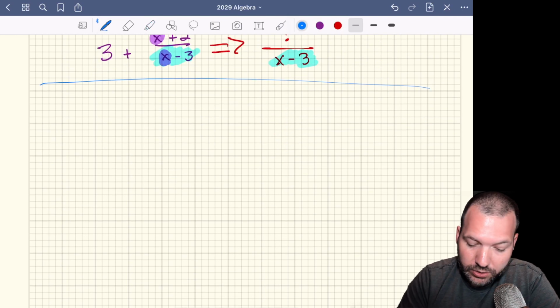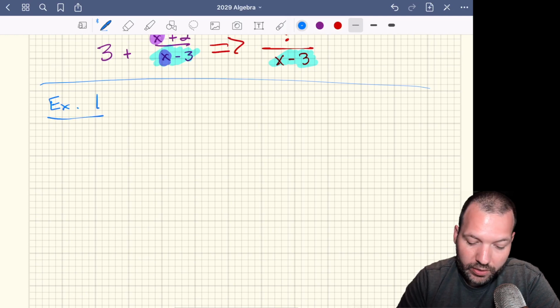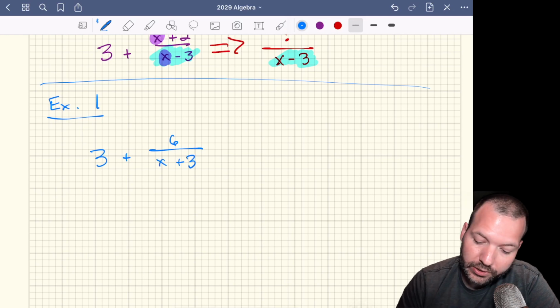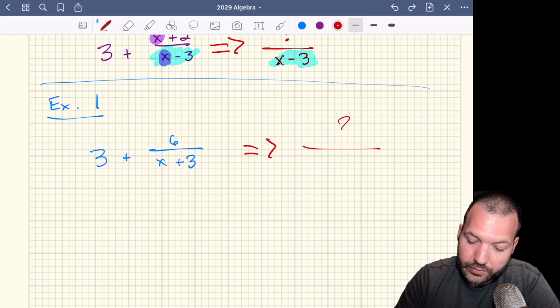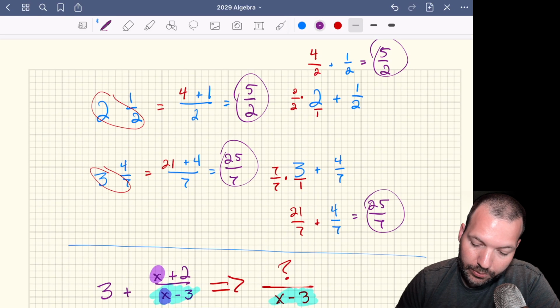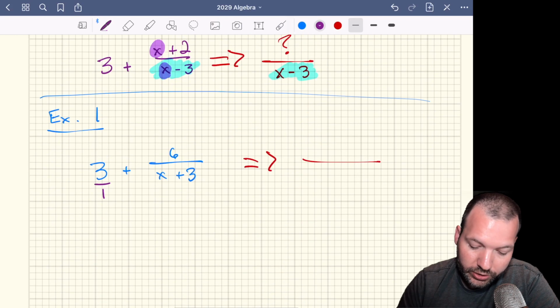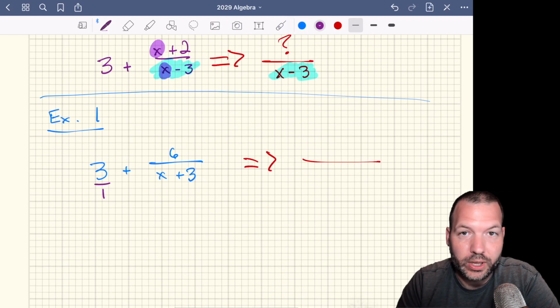Let's jump right into example 1, where we have the mixed expression 3 plus 6 over (x + 3). And again, what we want to be able to do is state this as a single expression, something over something. So that's what we're going to do right now. Just like we did on our examples above, first thing we want to do is take the whole number part, which in this case is actually the whole number 3. Again, it doesn't have to be.